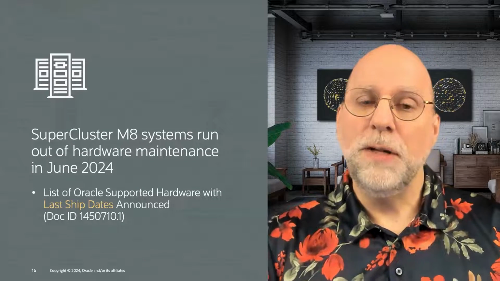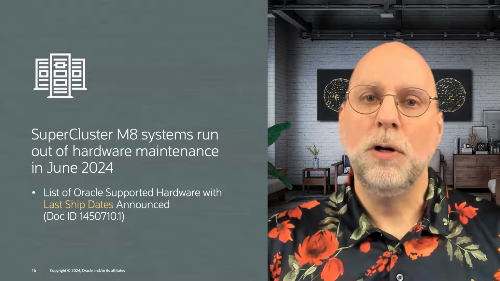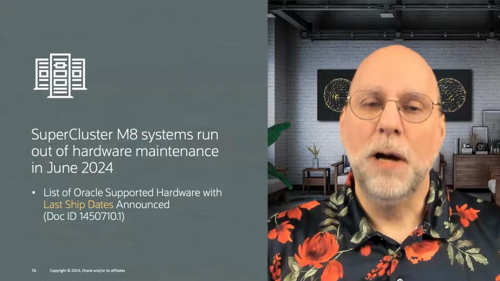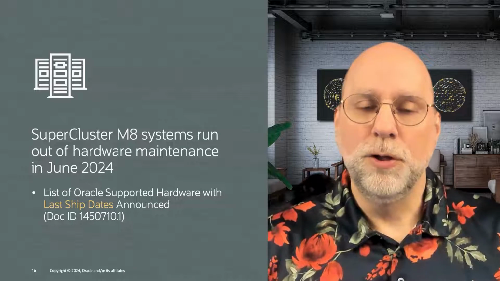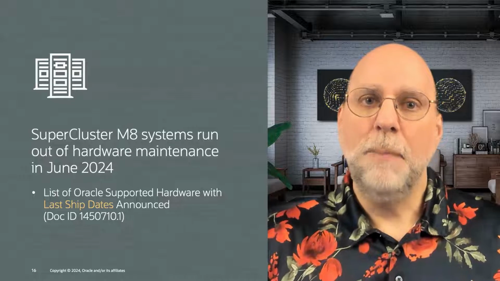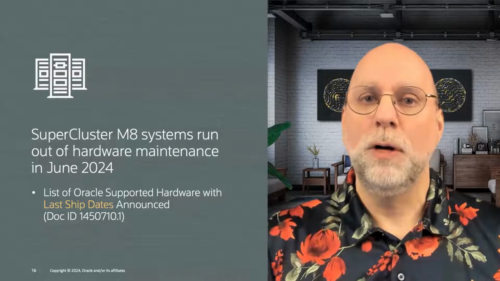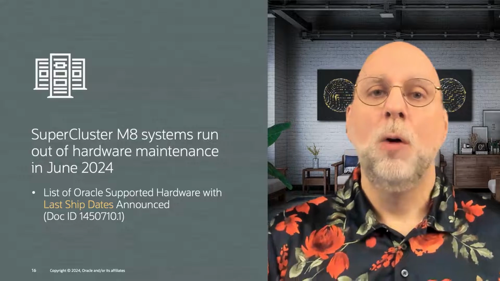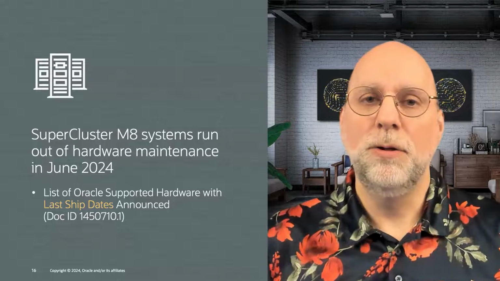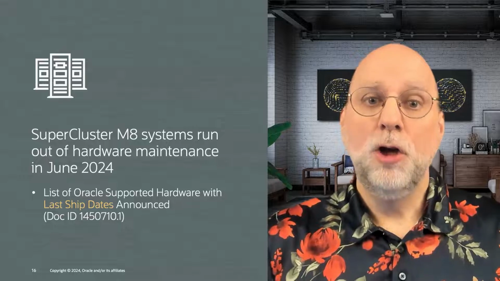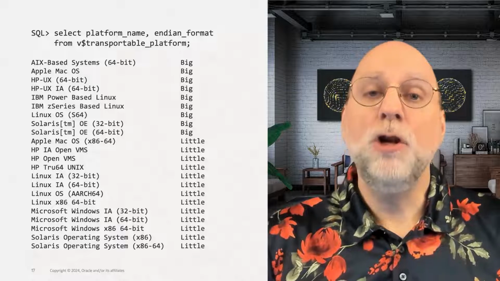Now, there's a specific reason we're talking about this right now, and that is that the SPARC SuperCluster hardware support expires at the end of June 2024, which is this year, during which we're recording this webinar. And that means that all of those SuperCluster customers are looking for their next platform or next server to migrate to, and a lot of them will be migrating from SuperCluster to Exadata, which means a big endian to little endian migration.